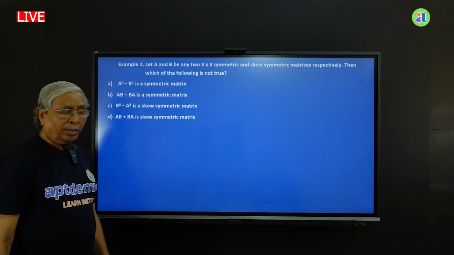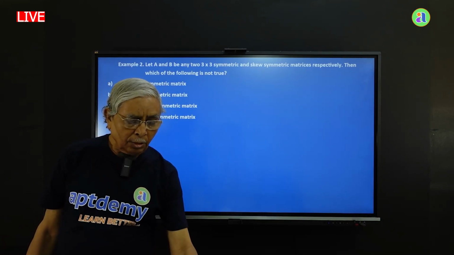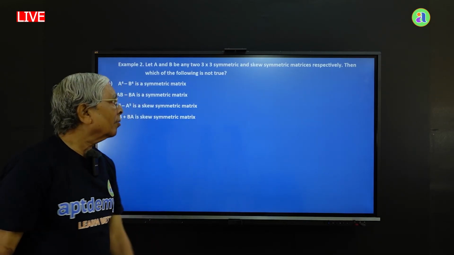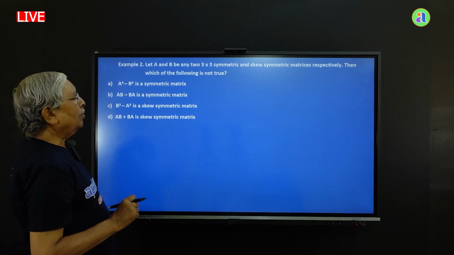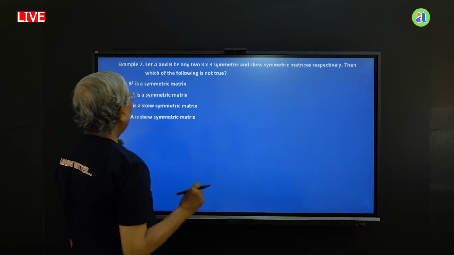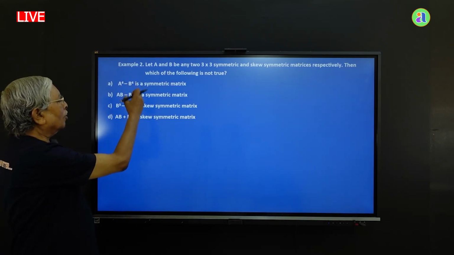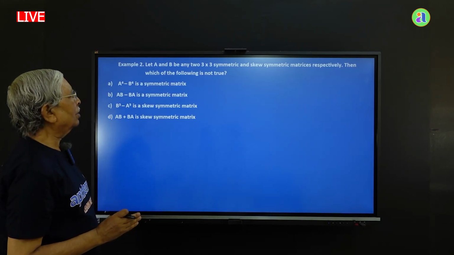Next I am going to another problem on matrix. So what you are given, the second problem is you are given A and B be any two 3 by 3 symmetric and skew symmetric matrices, then which of the following is not true? These 4 options are given, and which is not true you have to find it out.